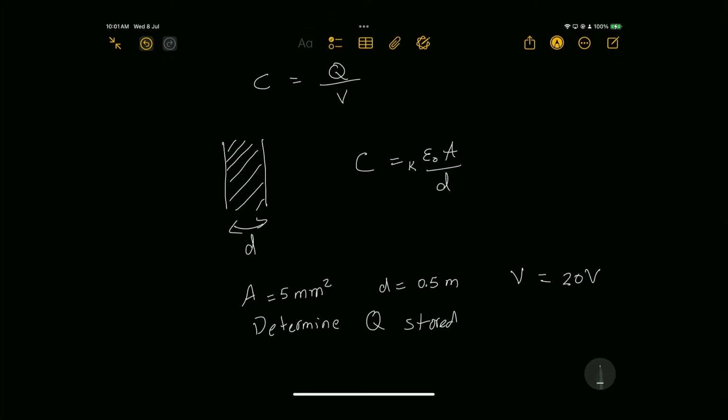How do we do this? What's the first thing we need to find? Is it C?